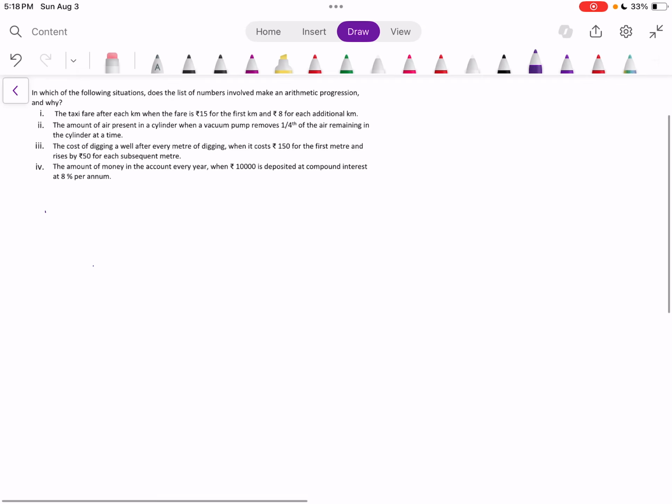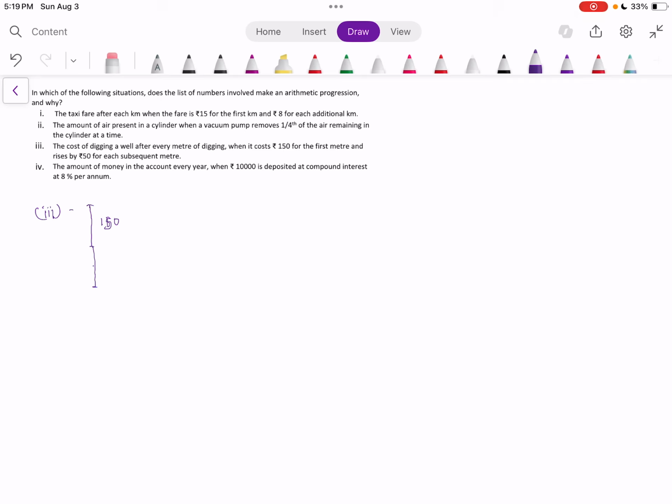Third question. The cost of digging a well, after every meter of digging, when it costs 150 rupees for the first meter and rises by 50 for each subsequent meter. This question is similar to question 1. So the first meter, it is 150.